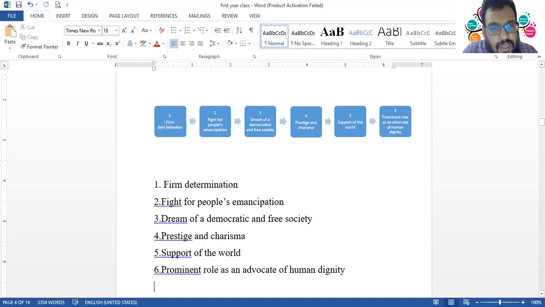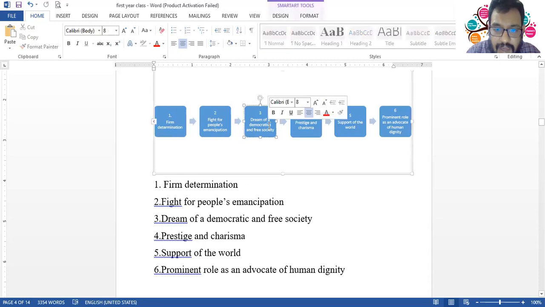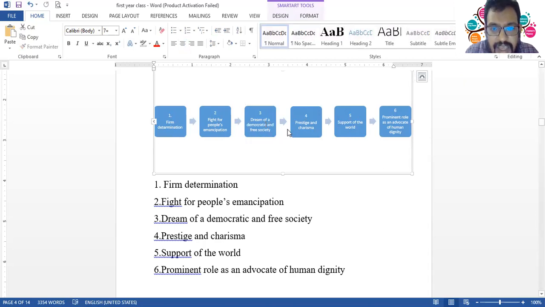So, what is the model answer? Fight for people's emancipation. This is one of the causes. He fought for the people's emancipation, and that is why he became successful. Dream of a democratic, sorry, there is a spelling mistake. Dream of a democratic and free society, and prestige and charisma.